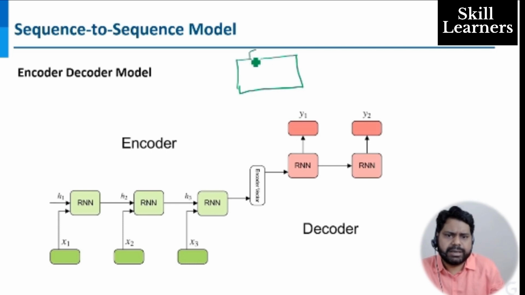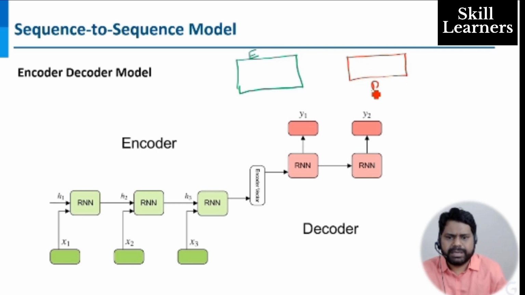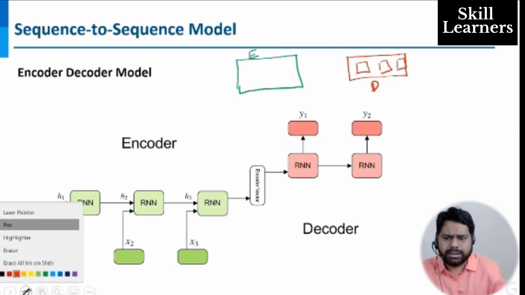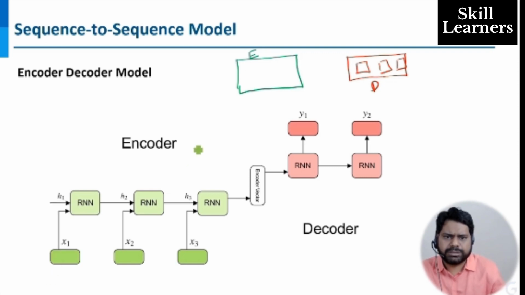Let's call it the encoder, denoted by E. And we have a decoder, the same as shown in the picture, denoted by D. It has a few RNN states, and similarly the encoder has a few states.